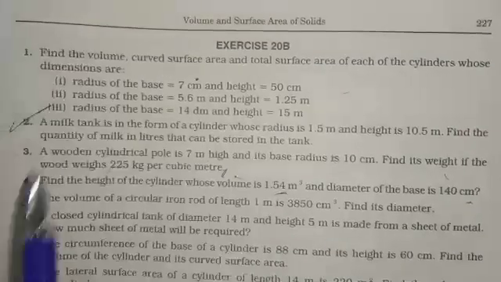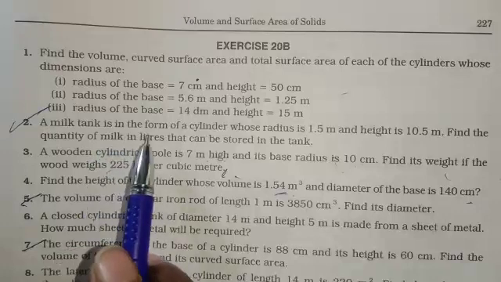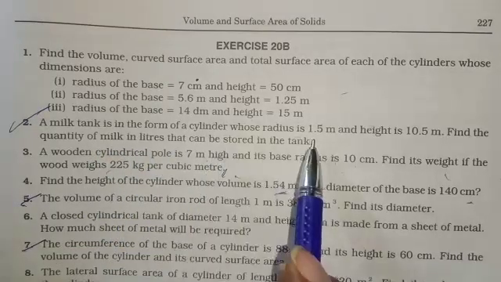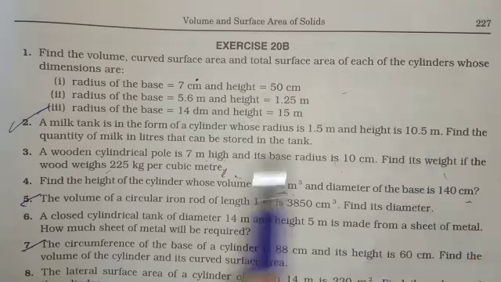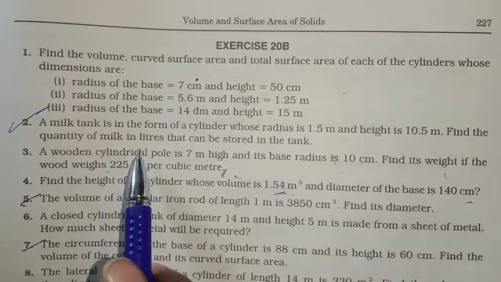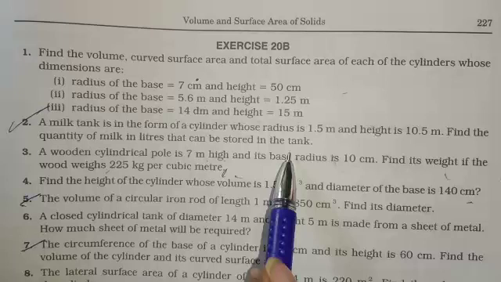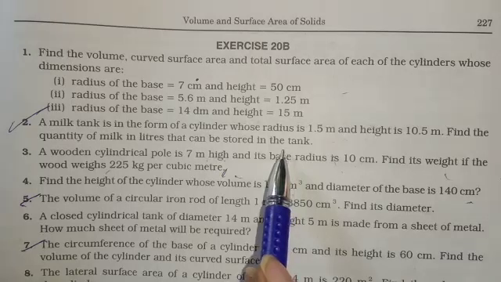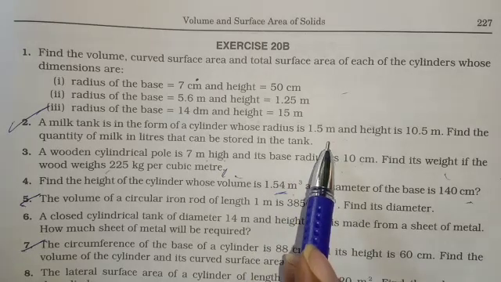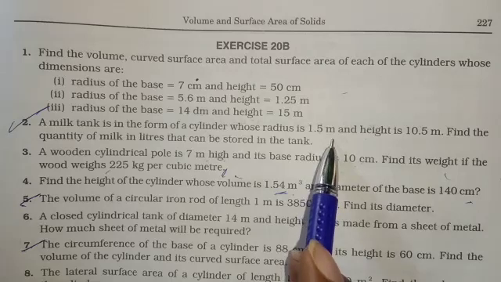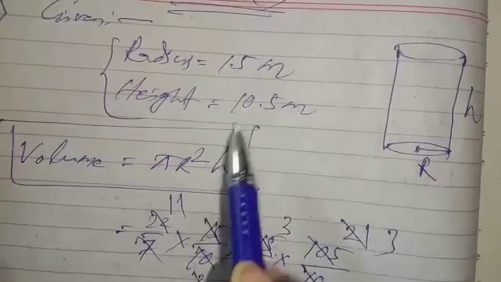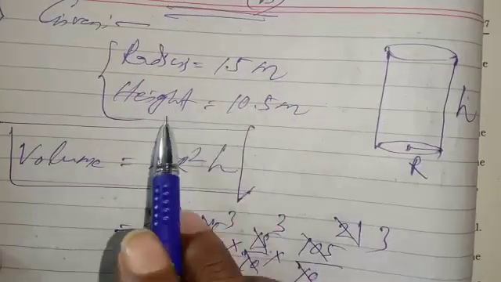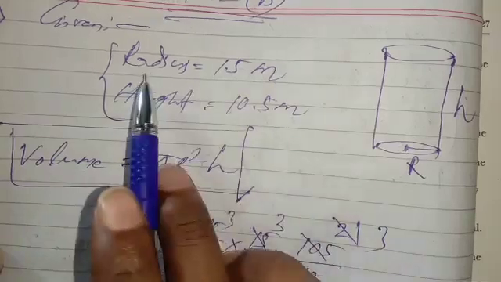Question number 2. A milk tank is in the form of a cylinder whose radius is 1.5 meter and height is given as 10.5 meter. Find the quantity of milk in liters that can be stored in the tank. So first of all, see what is given. Radius given 1.5 meter, height given 10.5 meter. Okay, capacity you have to find out.